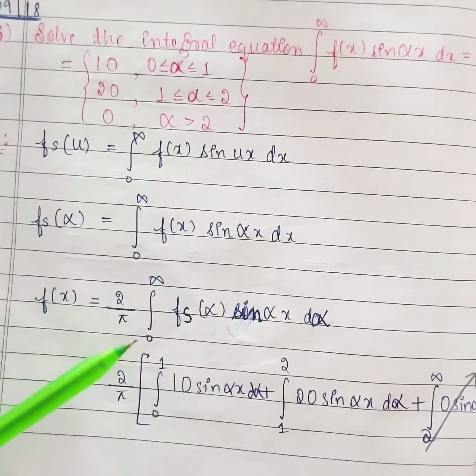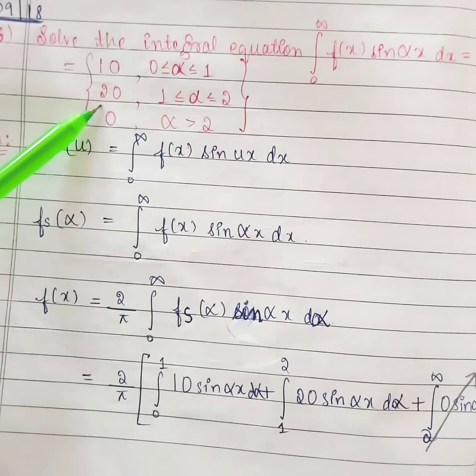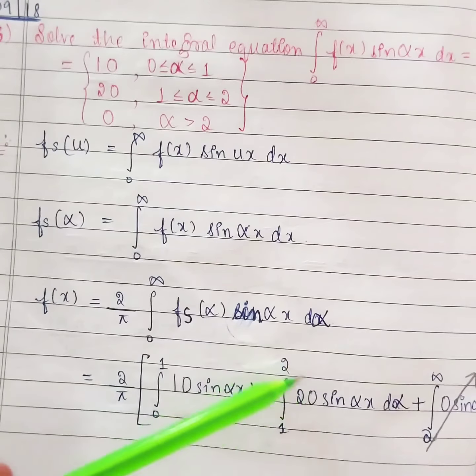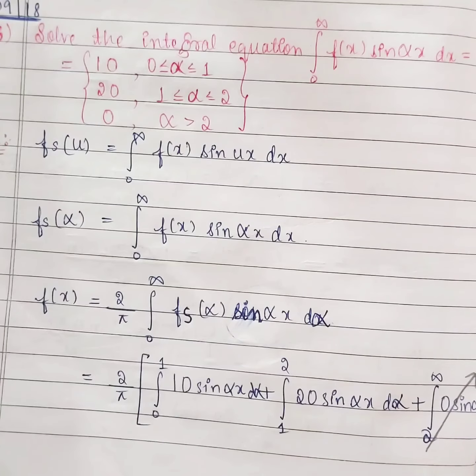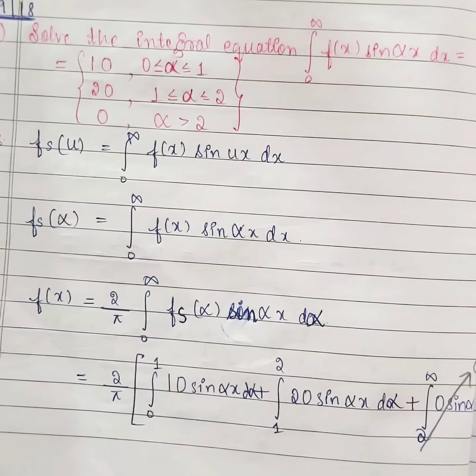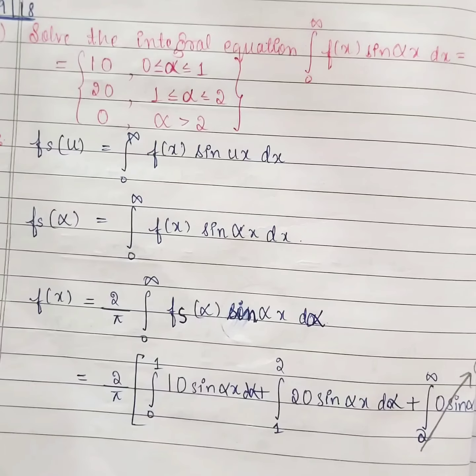Is that clear? Your integral limit is 0 to infinity. Since in your function 0 to 1 is 10, 1 to 2 is 20, and more than 2 is 0, we have written these values 10, 20, 0. Now try to integrate on your own and find the answer. It looks like a very simple integration, but I hope so many will make a small mistake over here. You can pause the video and try to solve it on your own. Then I'll give the answer.